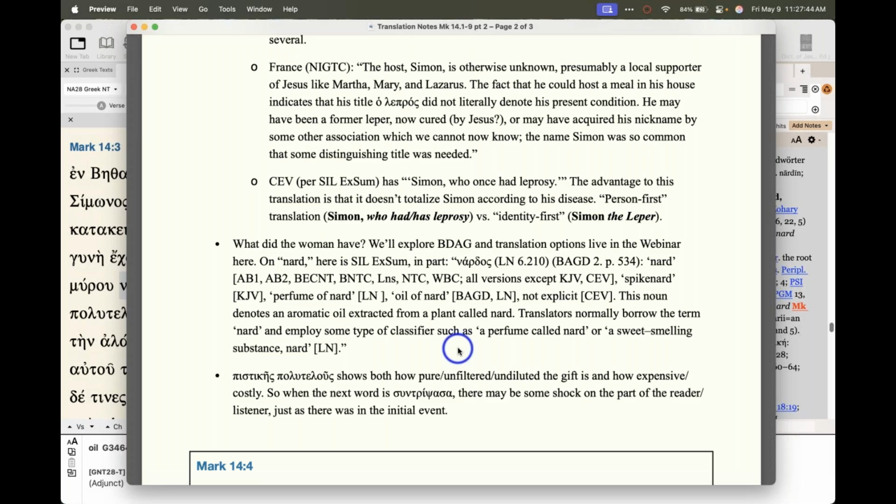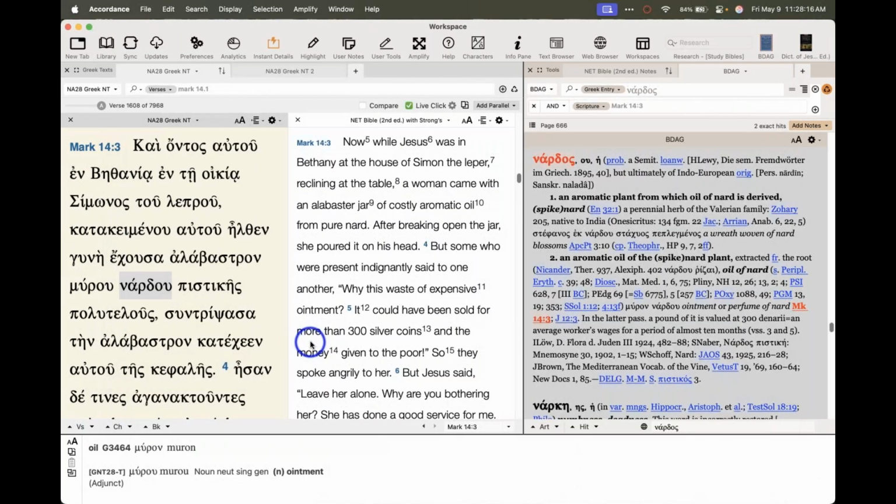I mean, I don't think about nard outside of this passage. And maybe if I were a perfumer, it would be a little bit different, but probably not even then. So I think this solution here is a really good one, a perfume called nard, or this option, a sweet smelling substance that is nard. So you're defining it there. You're not using a whole lot of words to do it. You're still keeping your translation nice and succinct. You're being faithful to the Greek text and doing it in a way that I think is a little clearer to whoever's reading the translation.